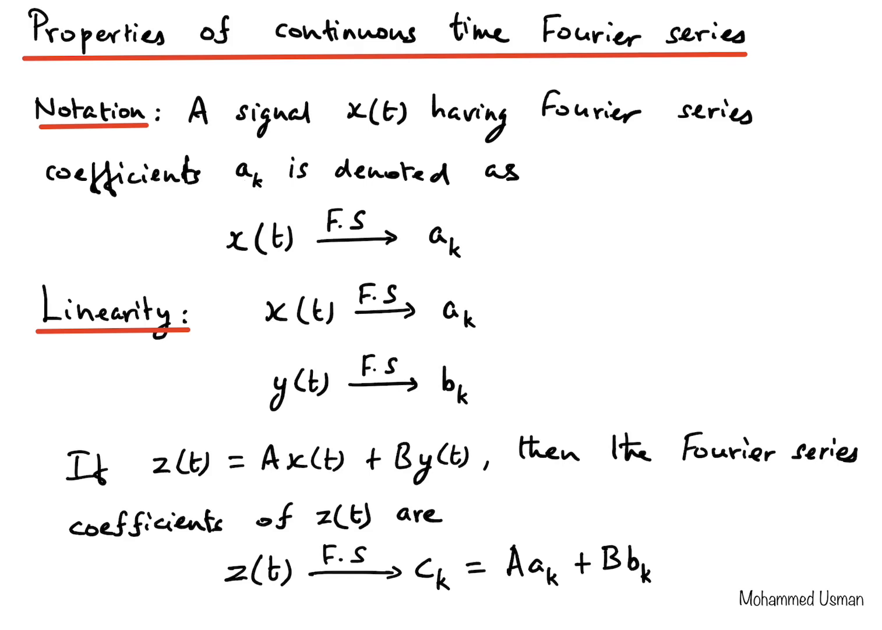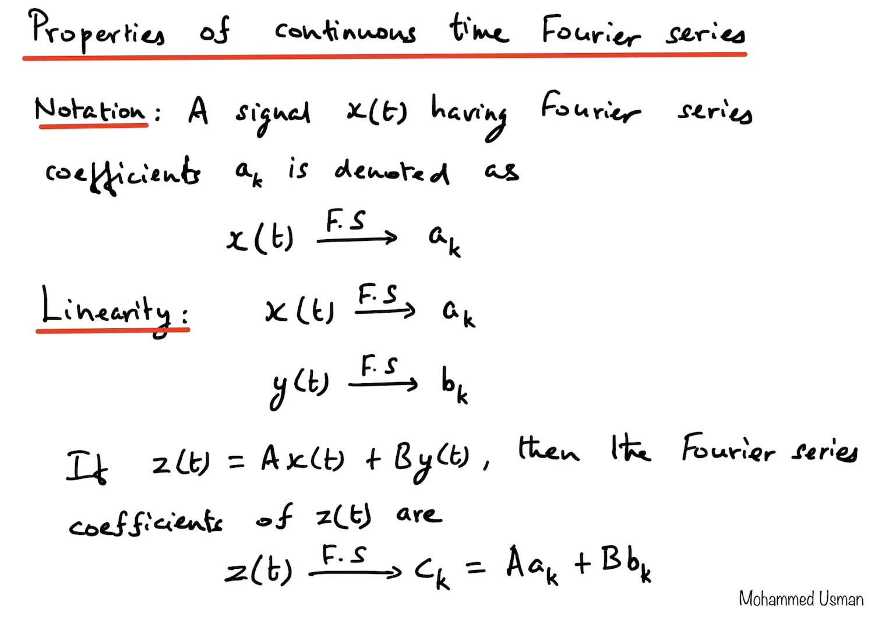But before we go into the properties, we need to first agree on the notation that we are going to follow. The notation is that if we represent a periodic signal as x of t, and if we take the Fourier series of that signal x of t, we get the Fourier series coefficients which we denote as ak. So we will represent that process as such. So x of t, when taken the Fourier series, gives the Fourier series coefficients ak. This is the standard notation that we are going to follow in the entire discussion that follows in this lecture.